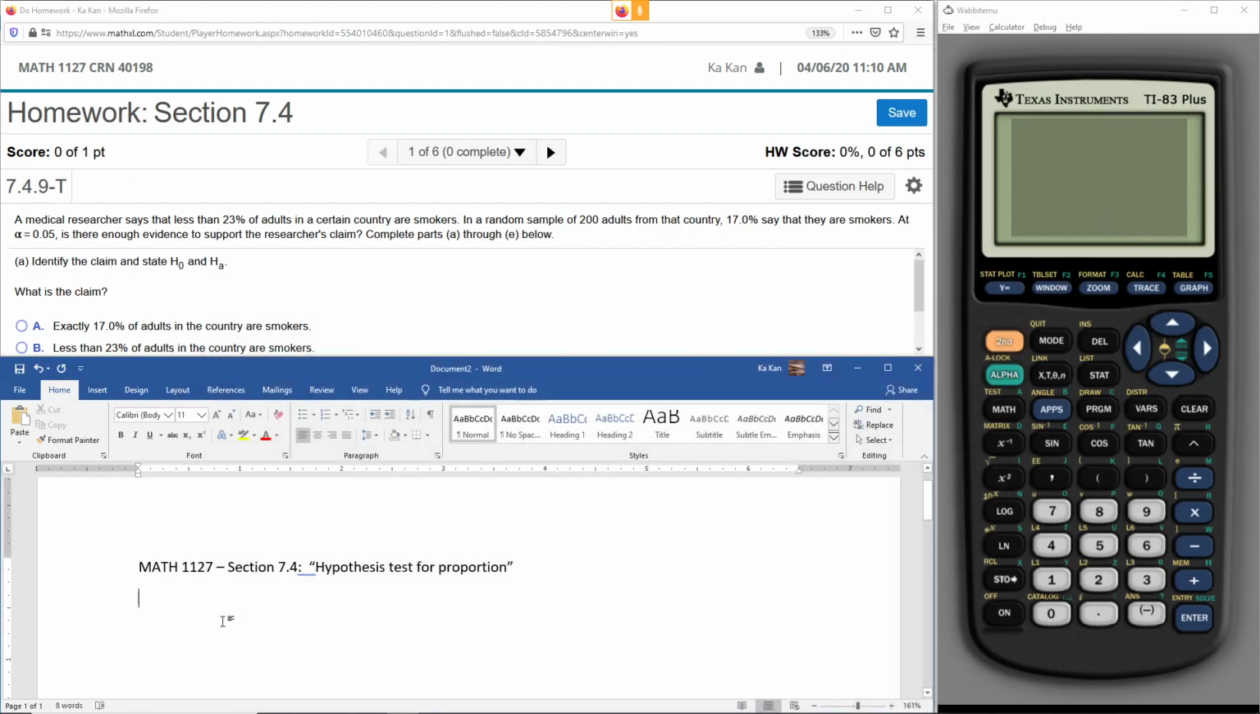So this is Math 1127, section 7.4, hypothesis test for proportion. Now, this is very similar to before. In the past, we checked the hypothesis test for the mean, for the average. Like, is your average age or mean age bigger than 5 or less than 5 in a daycare, for example?